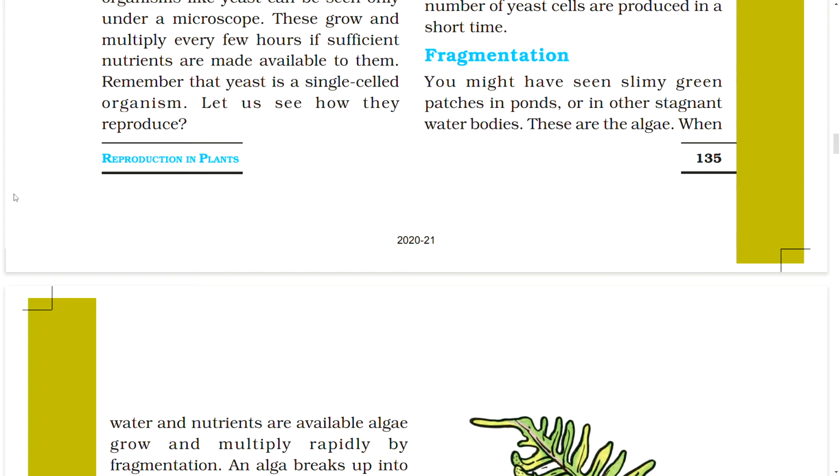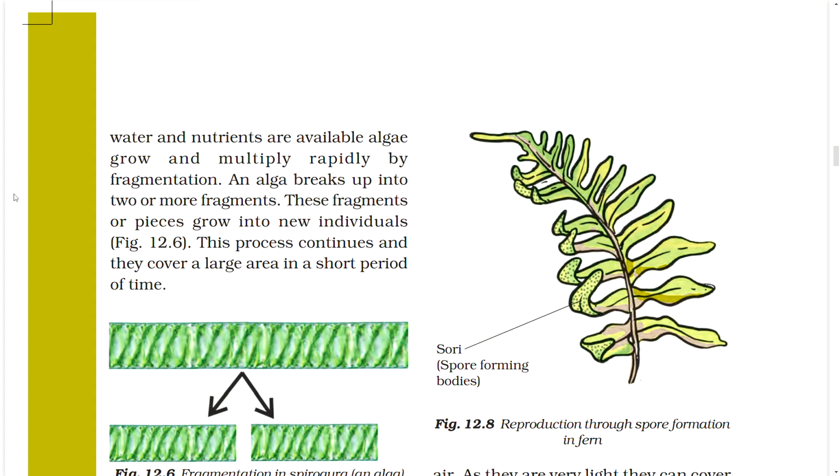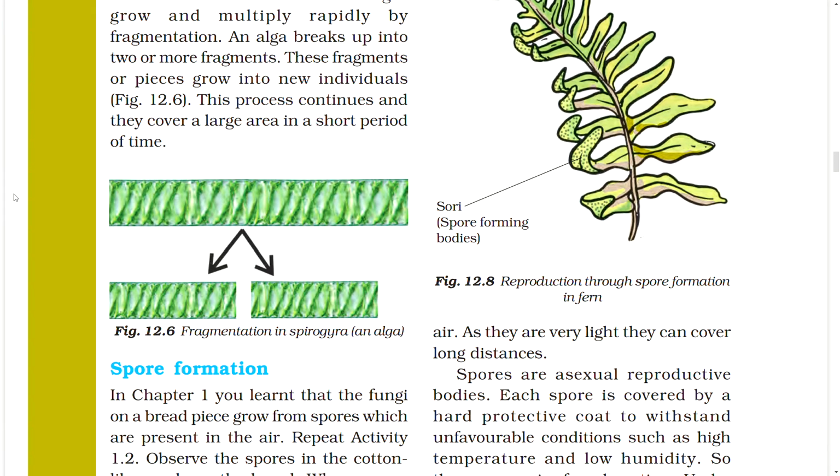Fragmentation. You might have seen slimy green patches in ponds or in other stagnant water bodies. These are the algae. When water and nutrients are available, algae grow and multiply rapidly by fragmentation. An alga breaks up into two or more fragments. These fragments or pieces grow into new individuals. This process continues and they cover a large area in a short period of time. Figure: fragmentation in Spirogyra, an alga.